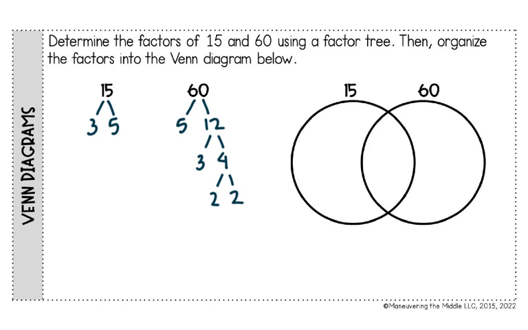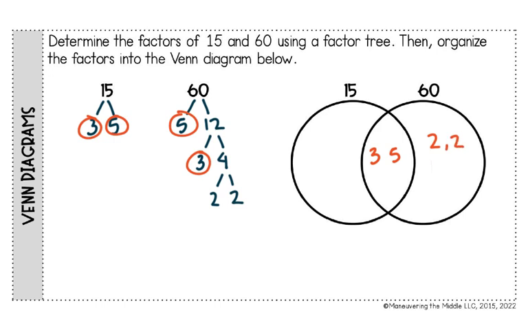So the numbers that 15 and 60 have in common are 3 and 5. So I'm going to put those in the middle here, because the numbers in this middle area are the ones that they have in common. And then the ones that they don't have in common are 2 and 2. So I'm going to write that over there.